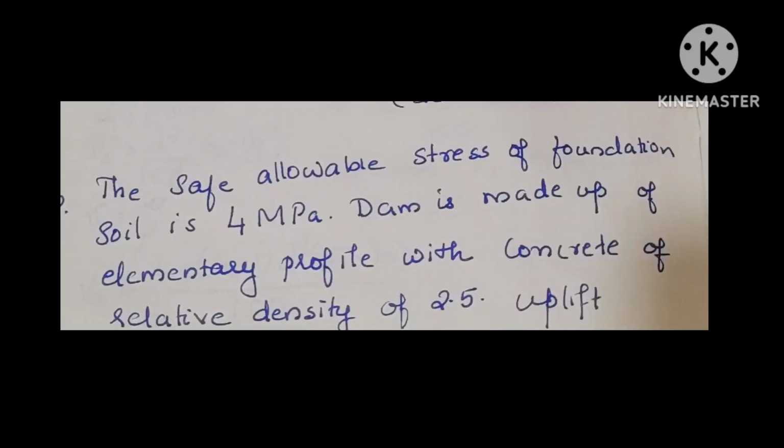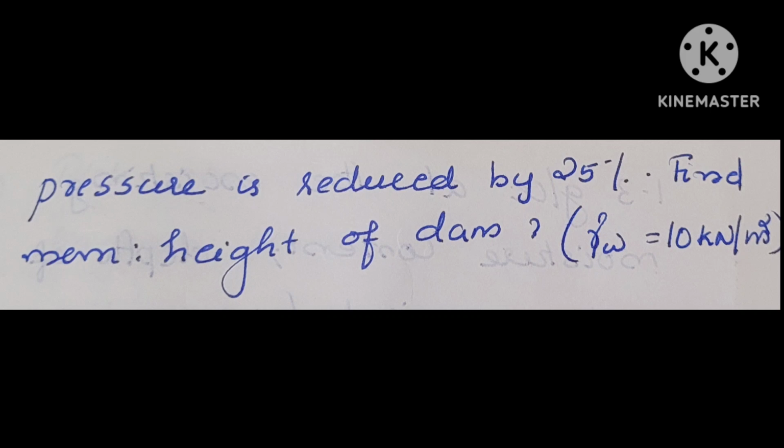Next question: the safe allowable stress of foundation soil is 4 megapascal and the dam is made up of an elementary profile with concrete of relative density 2.5. Uplift pressure is reduced by 25%. Find the maximum height of the dam, given gamma W is 10 kilonewton per meter cube.